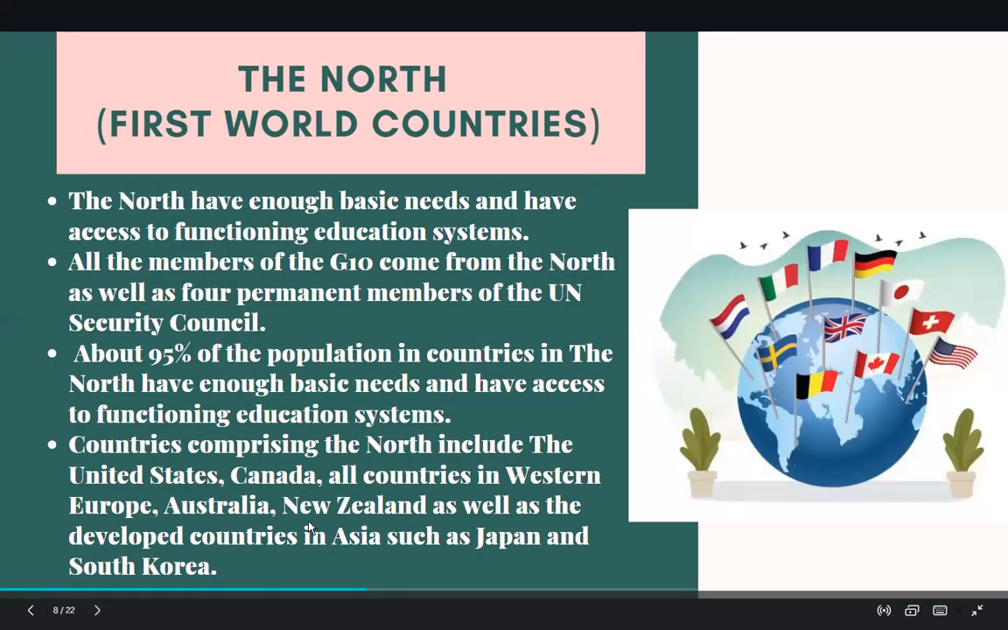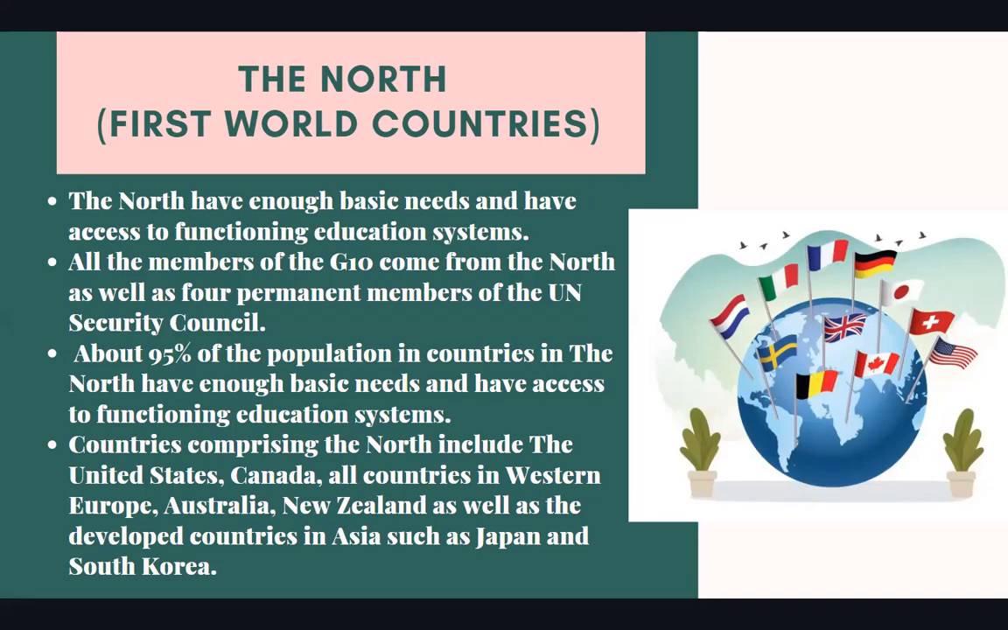The North, or the First World countries. The North have enough basic needs and have access to functioning education systems. All the members of the G10 came from the North, as well as the four permanent members of the United Nations Security Council. Now, G10, known as G11 as of today, comprises these countries: Belgium, Canada, France, Germany, Italy, Japan, the Netherlands, Sweden, Switzerland, United Kingdom, and the United States.